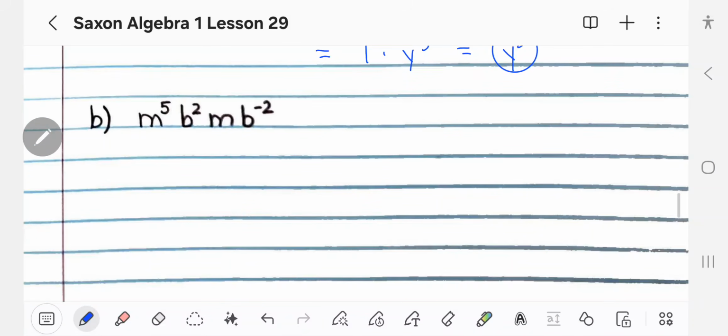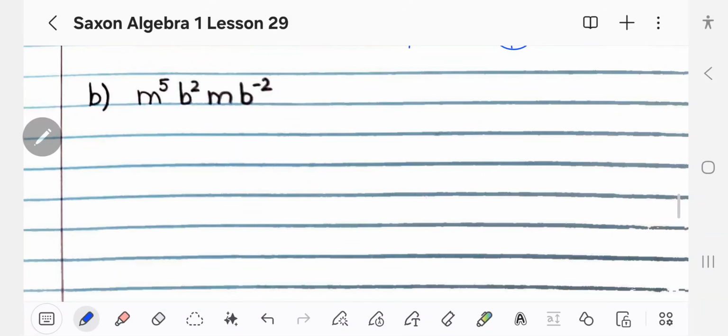All right, here's 29.6b. Same kind of thing. We're going to put these together. Now careful, this exponent of the m is a 1. So that's m to the 5th times m to the 1st. So that's going to be m to the 6th.